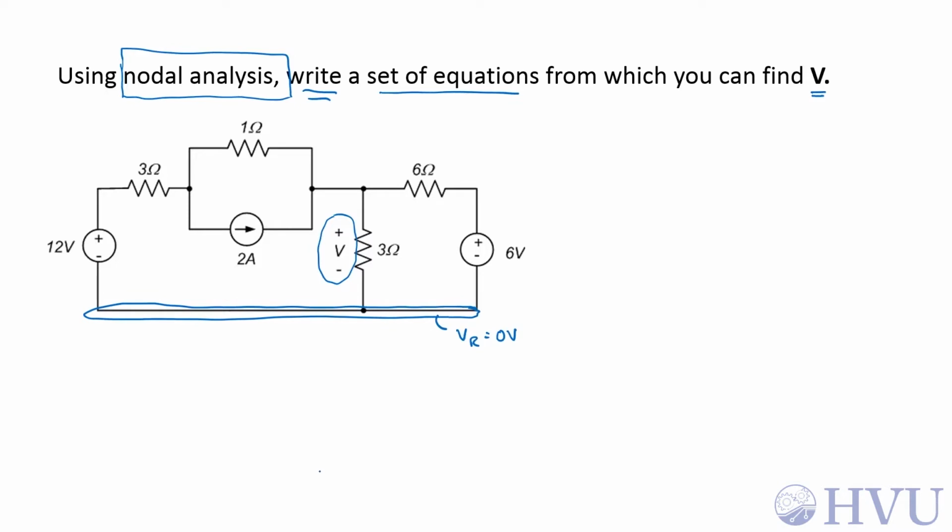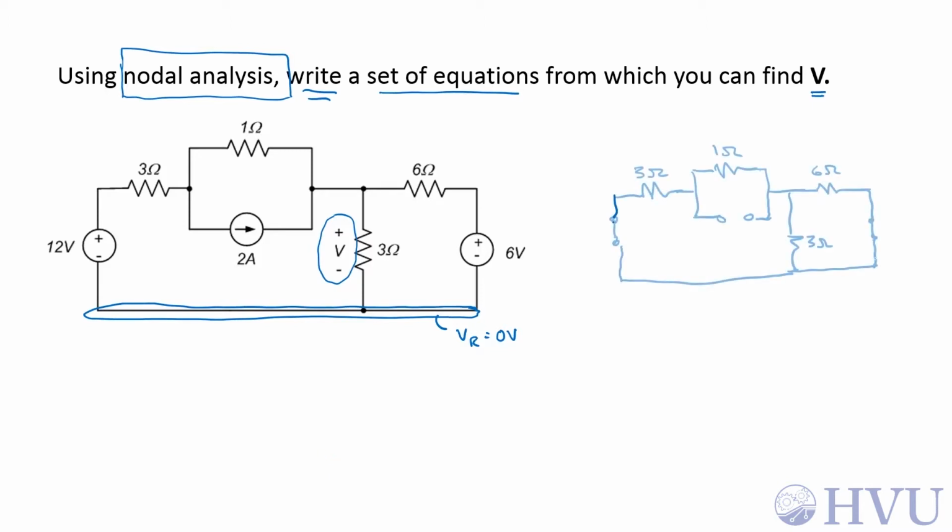Now I need to define independent and dependent nodes. I'm going to redraw the circuit, killing the voltage sources and the current source, replacing the voltage sources with short circuits and the current source with an open circuit. Now, shorting the voltage sources converted this node, my reference node, this node, and the node above the 12-volt source into one big node. So this node and this node are going to be dependent nodes.